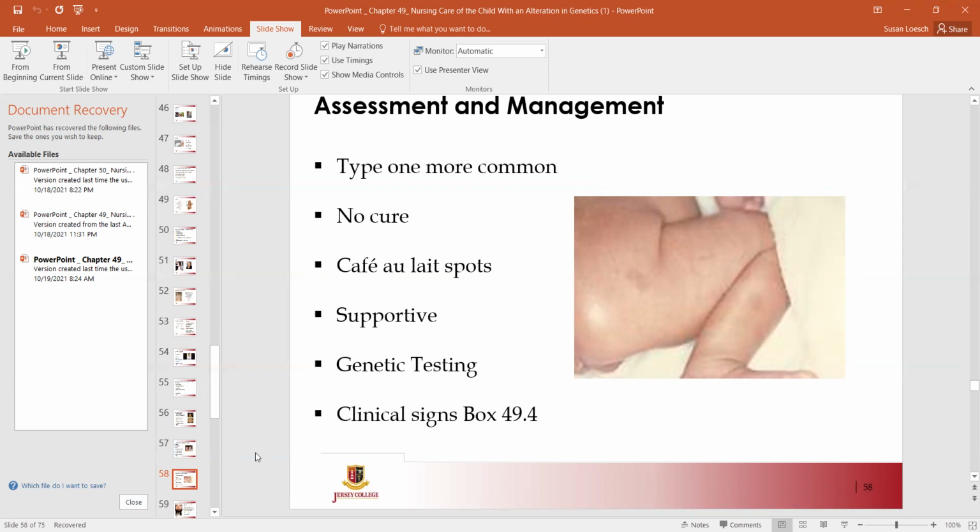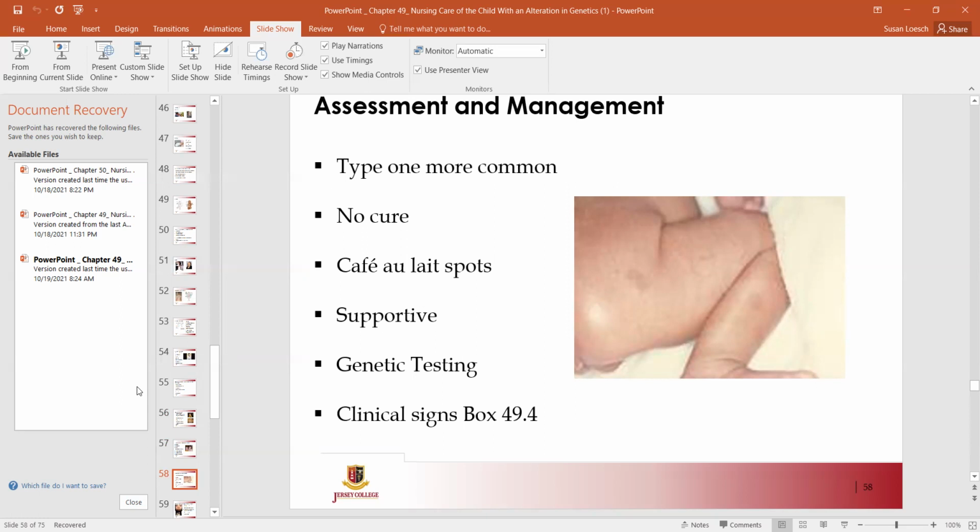Okay, on assessment, you may find something called cafe au lait spots. These are light brown macules, and they're the hallmark of neurofibromatosis. They're usually present at birth, but can appear during the first year and start to increase in size and pigmentation. They present all over the body, especially the trunk and extremities, usually sparing the face.